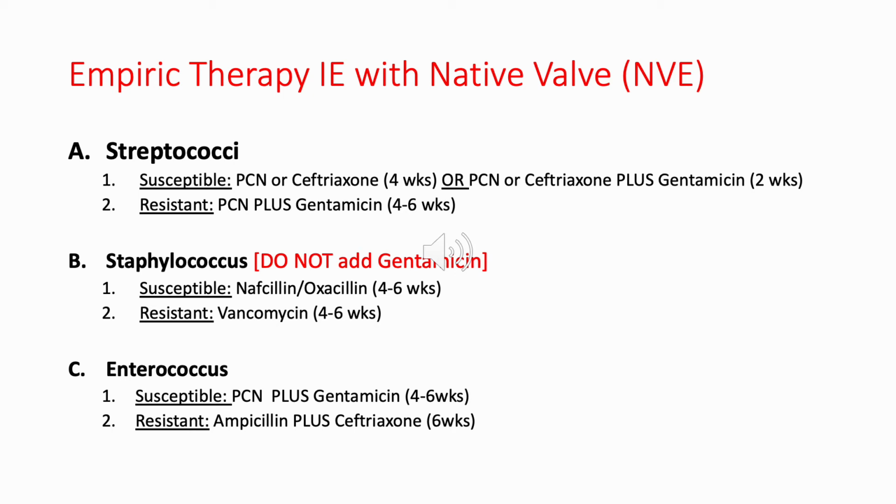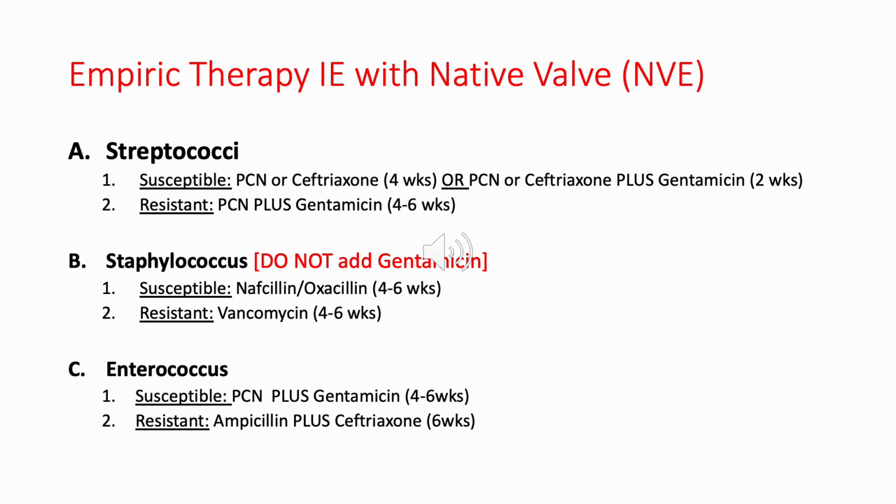So start with the empiric therapy, infective endocarditis with the native valve. The reason why this can get really convoluted is because the empiric therapy really depends on many factors and many aspects. So it depends on the kind of valve the patient has, also depends on the kind of pathogen that we are treating, as well as if there is susceptibility or resistance towards the antibiotic that we're using. So it can get really complicated, and so I think it would be easier for us to divide them into subdivisions, if you will.